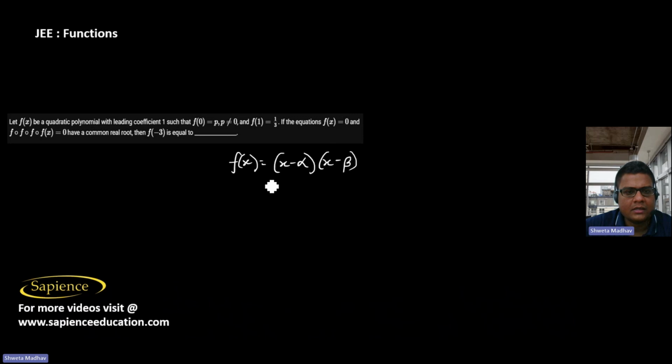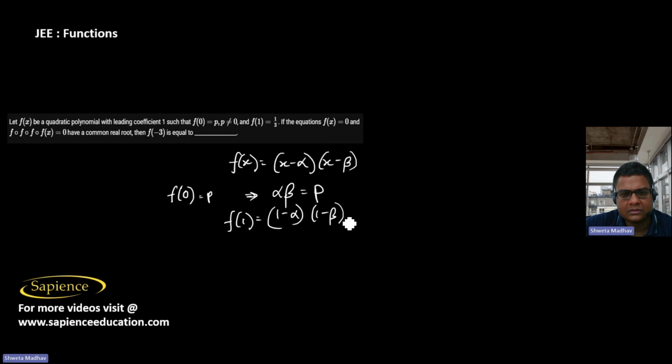Then it is told that f of 0, that is p, is equal to p. So if we put x equal to 0 here, then we will get alpha into beta, that will be equal to p. So alpha beta is p, and f of 1 will be equal to 1 minus alpha into 1 minus beta, that is equal to 1 by 3. And we have to find f of minus 3.